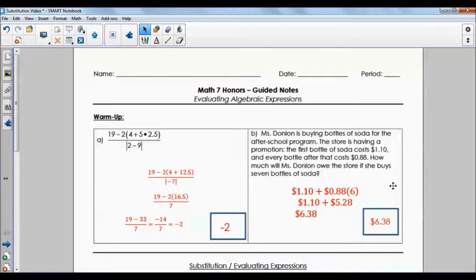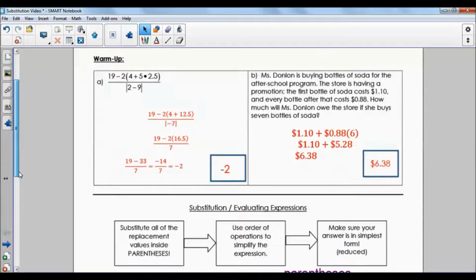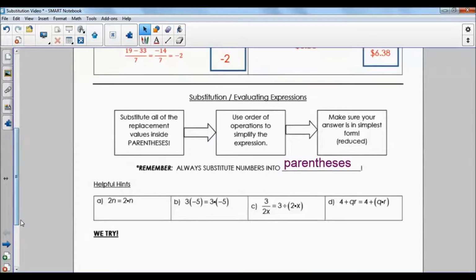We are going to do some substitution notes today, which is basically taking order of operations and extending it a little bit further. There's just one extra step. So let's go on. All right, first thing, it says substitute all the replacement values inside of parentheses.